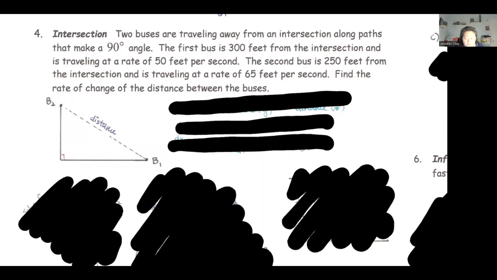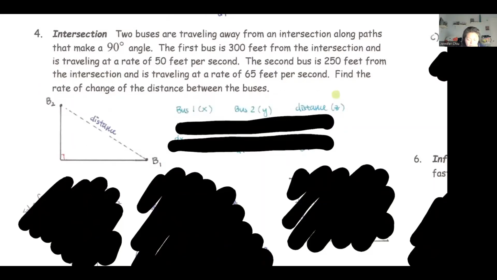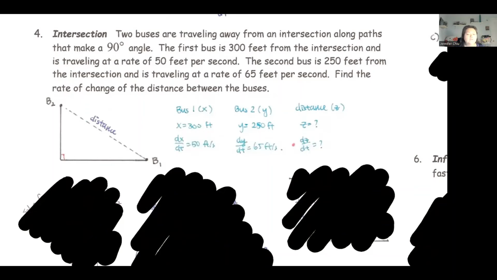All right. So in this case, I have my variables here. I have my bus 1, bus 2, and the distance between them, right? And then what do I know? I know that the first bus is 300 feet away, second bus is 250 feet away. I don't know how far the distance is between them. I also have the rate of each of the buses, and I'm looking for how fast the distance is changing between them. So I'm looking for dz/dt.